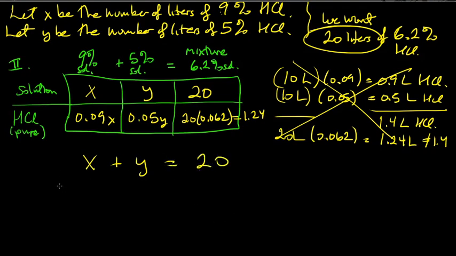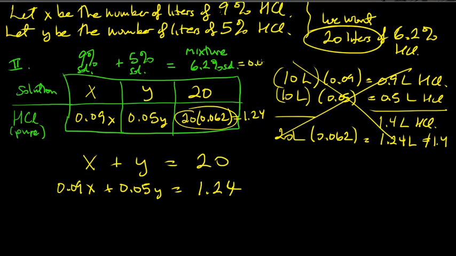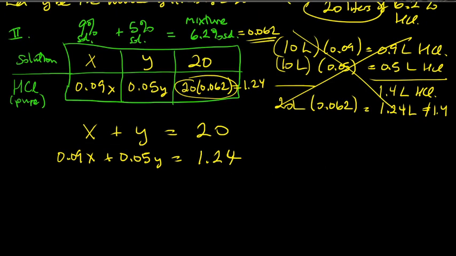The bottom equation is 0.09 times x plus 0.05 times y is equal to 1.24. And again, how did I get that? I multiplied 20 times 0.062. 6.2% as a decimal, 0.062. Right? All right, so those are the equations.